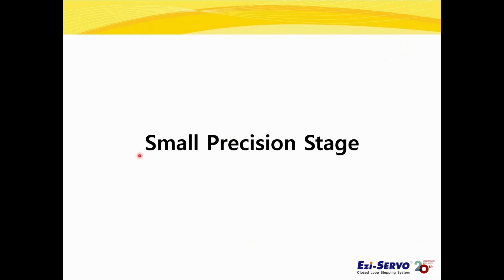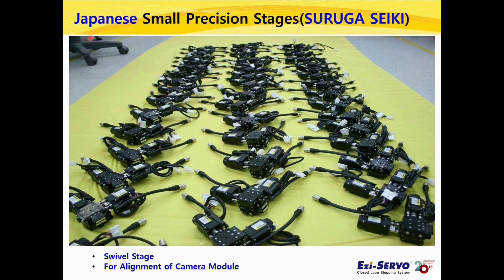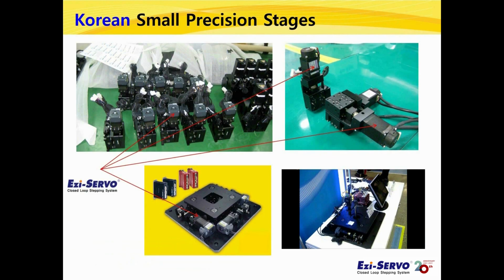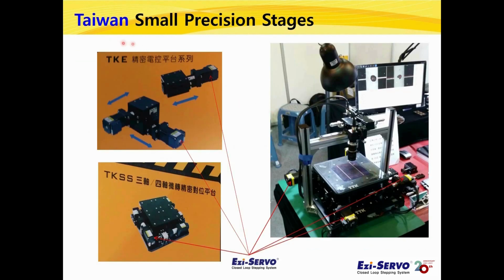Lastly, I will show you examples where Ezi-SERVO was actually applied to a small precision stage. This is Japan's Tsuruga Seiki Konyo stage used for camera module alignment equipment. You can see that Ezi-SERVO is applied. In addition to Japanese stages, you can see that Ezi-SERVO has been applied to the Mentor stage, a Korean small precision stage company. You can see that FASTECH's Ezi-SERVO motor is applied to Taiwan's small precision stage.